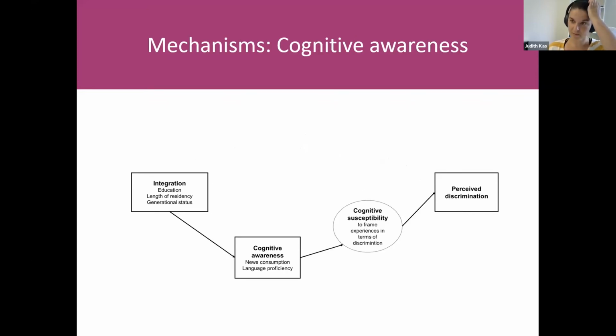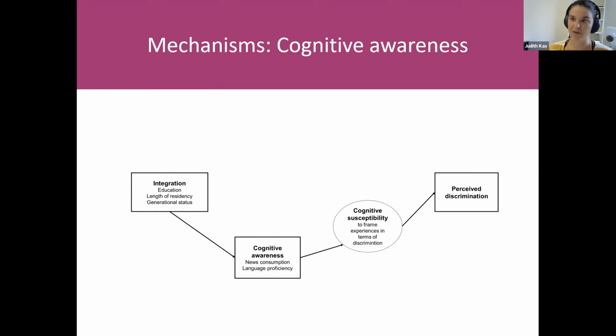The second mechanism doesn't say anything about actual levels of discrimination, but says something about people's interpretation of the same events. It could, for example, be that people who have been in a country for a longer time speak the language better and are therefore better able to pick up on discriminatory events. So, for example, if people say unpleasant things about someone's skin color, people who speak the language better will understand what is being said and may therefore accurately interpret that as discrimination.